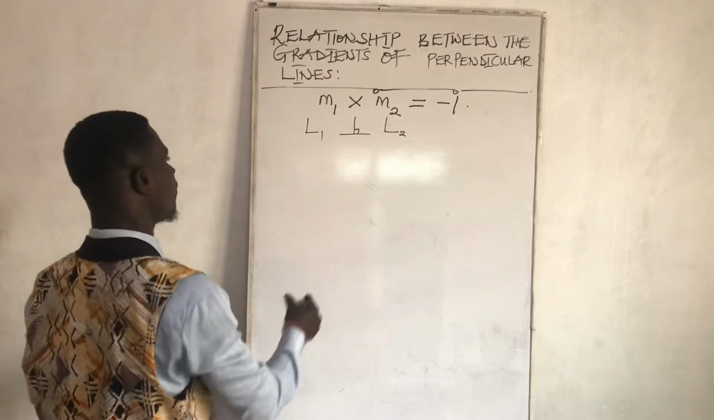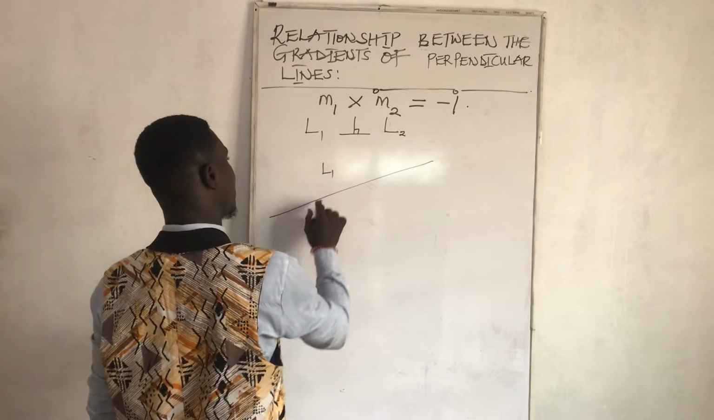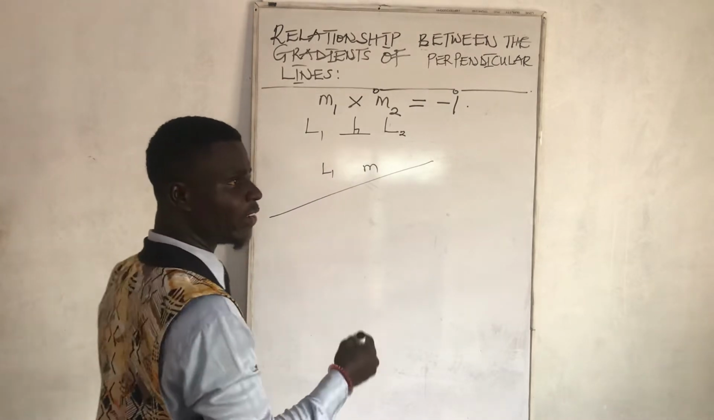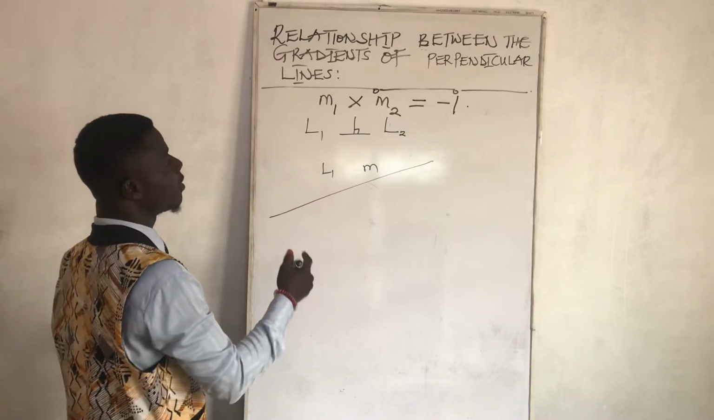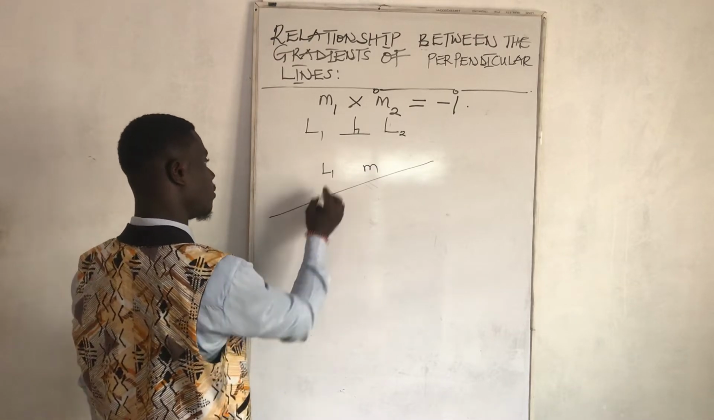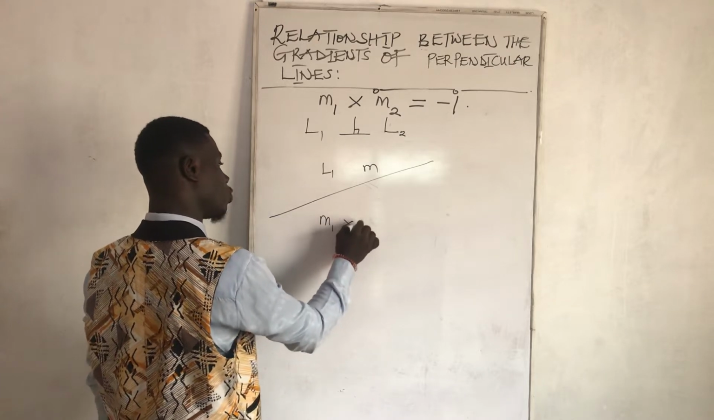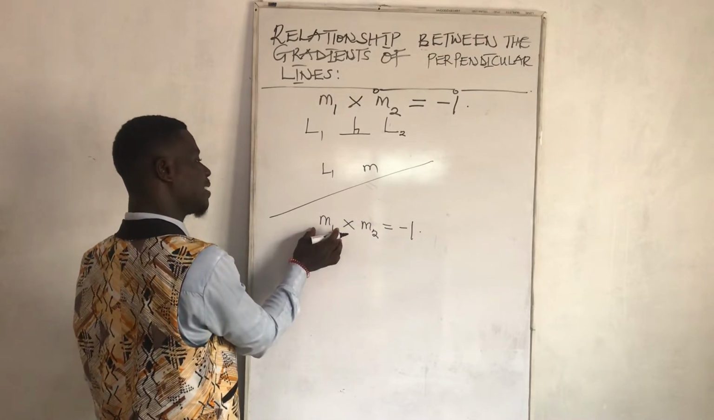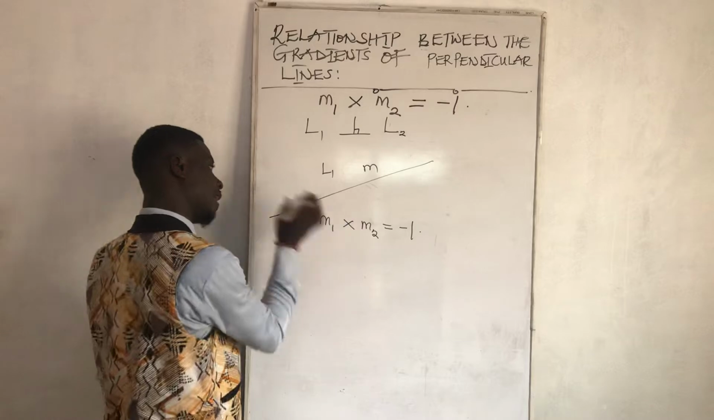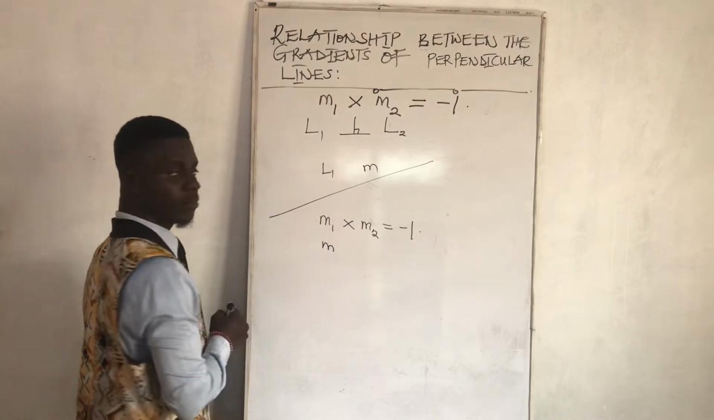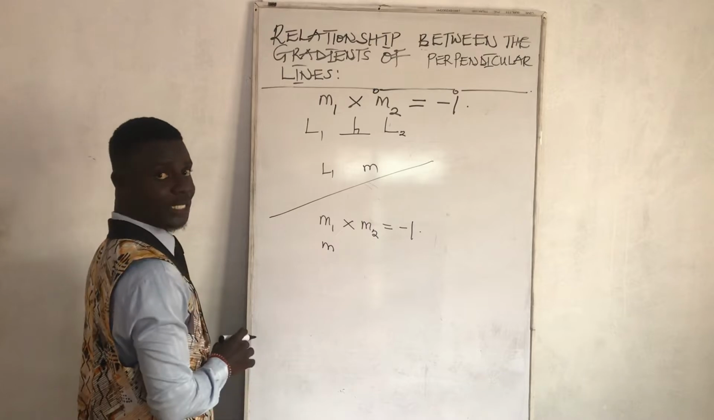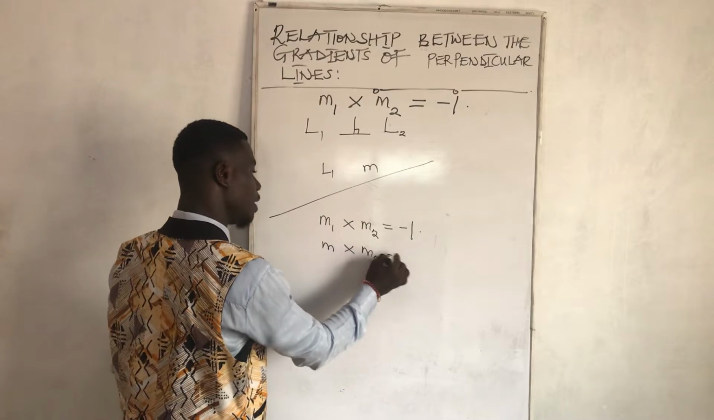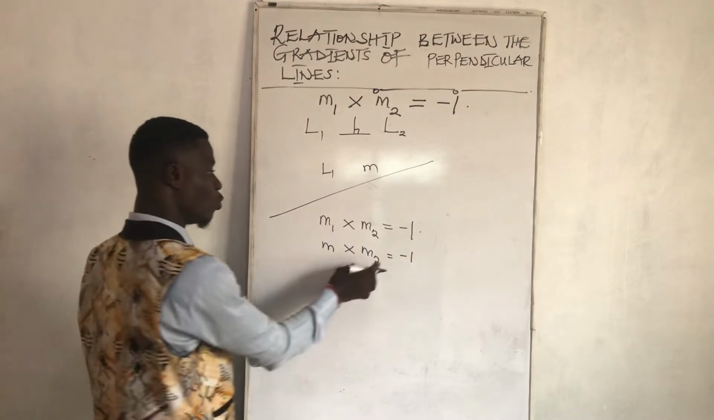Again, for any two lines L1 and L2, if I have line L1 and I know its gradient, which is m, let's consider the gradient of another line L2. We know that m1 times m2 must be equal to -1. So m1 is m, the gradient of line L1, and we want the gradient m2. So m times m2 equals -1.